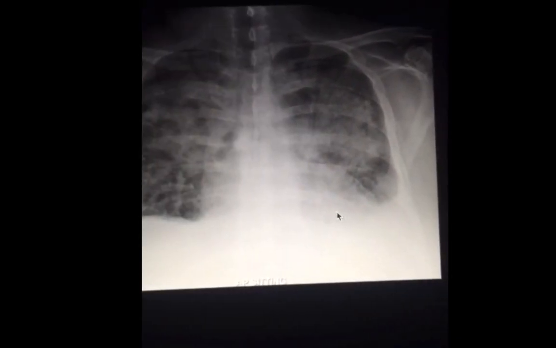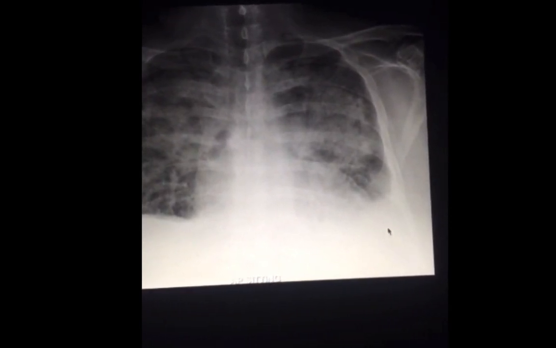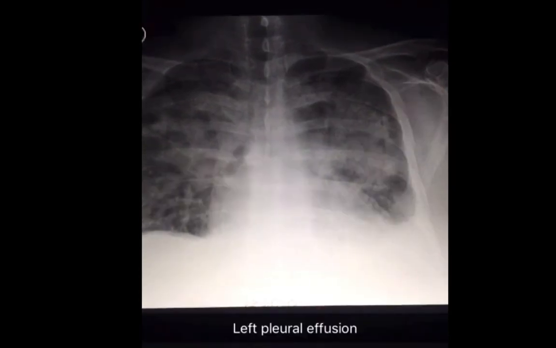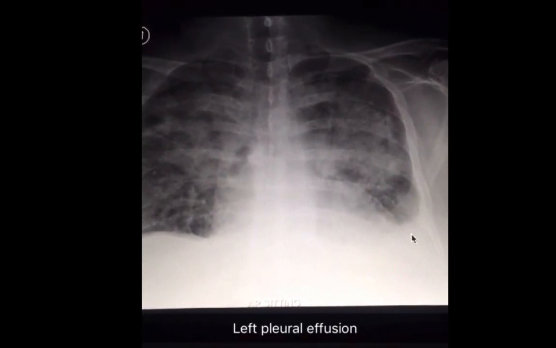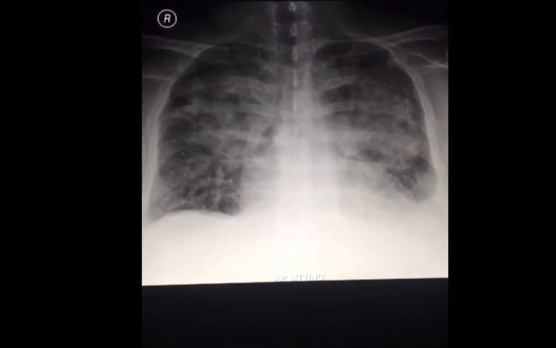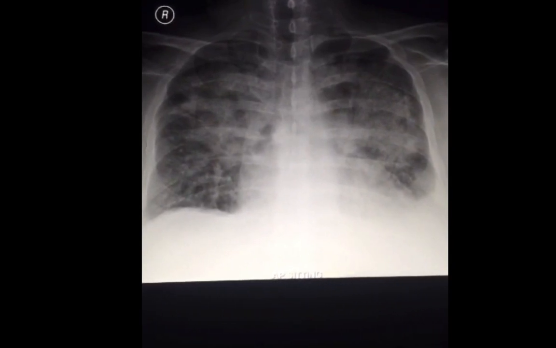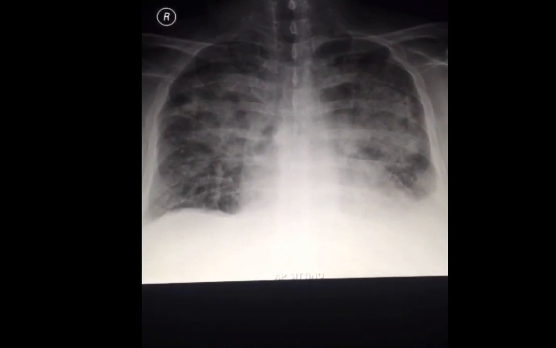This is compared to an obscured left hemidiaphragm by this opacity that has a meniscus appearance and that obliterates the left costophrenic angle. This is consistent with a left pleural effusion. So going with what's common, the diagnosis here was pulmonary edema with a left pleural effusion, and that was fitting with the clinical presentation as well.